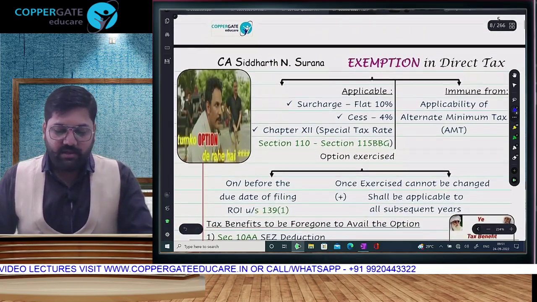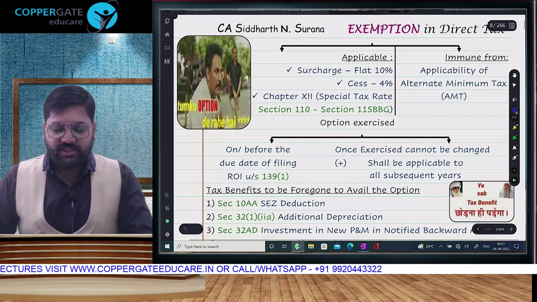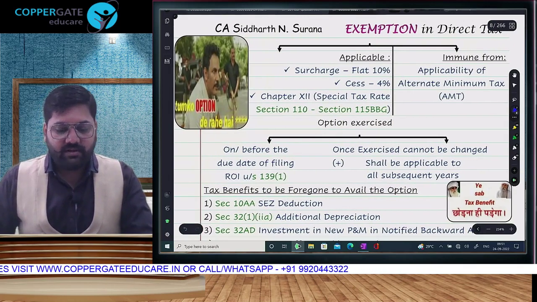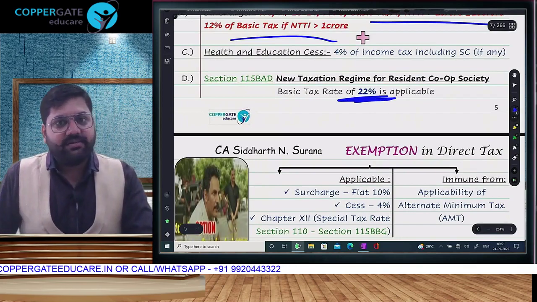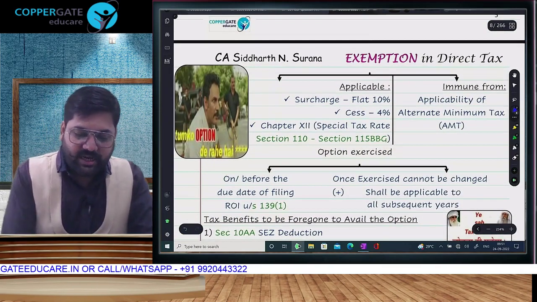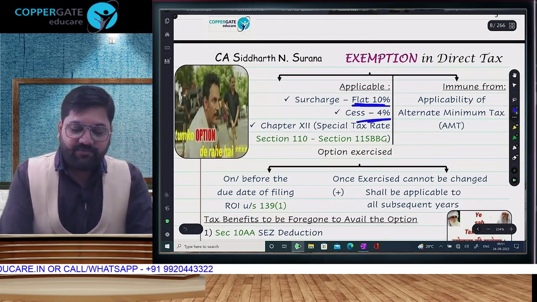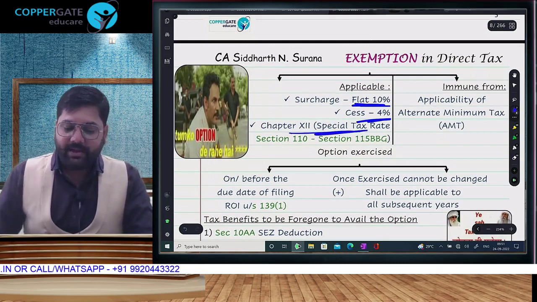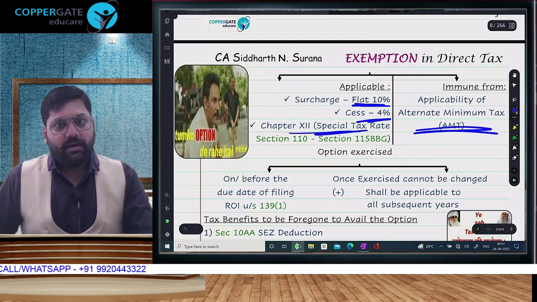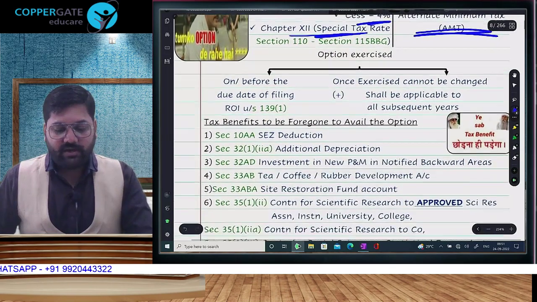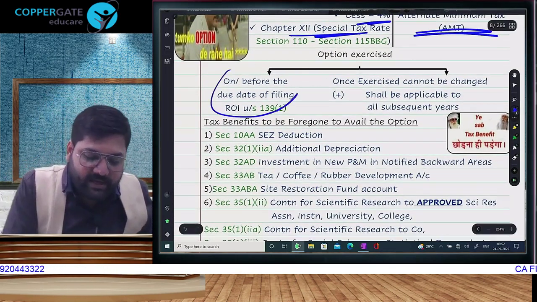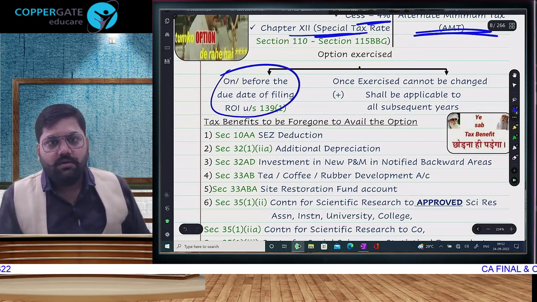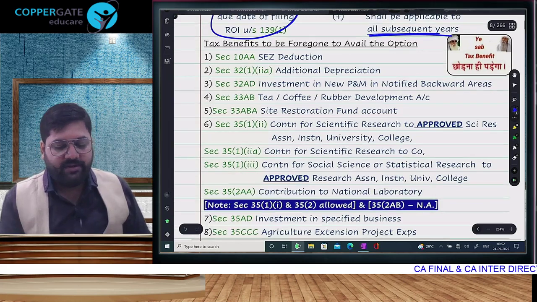Now we talk about the new regime. New taxation regime is applicable for cooperative society. Mitro, basic tax will be flat 22%. Surcharge will be flat 10%, cess flat 4%, special rate will apply and AMT will not apply. Correct hai? And what are the other conditions? Option to be taken on or before the due date, and once taken you cannot change. Correct? Tax benefits to be foregone.